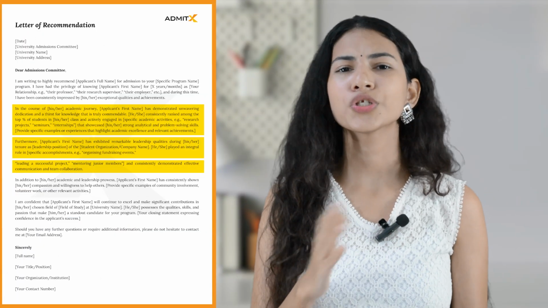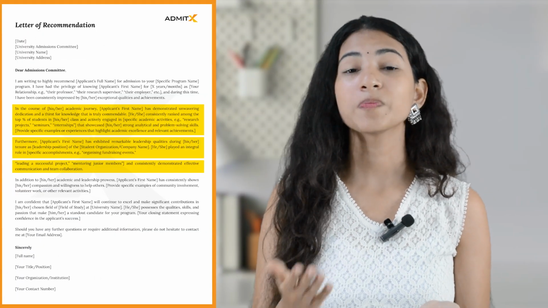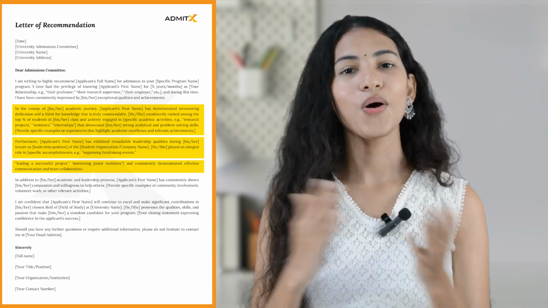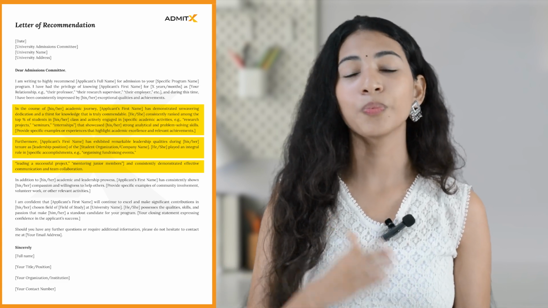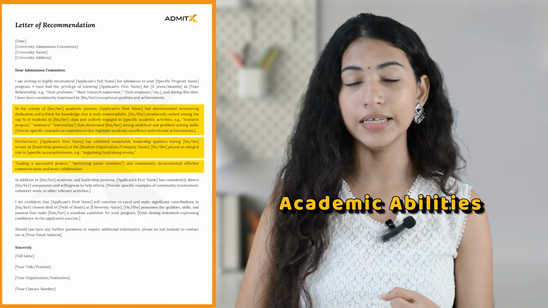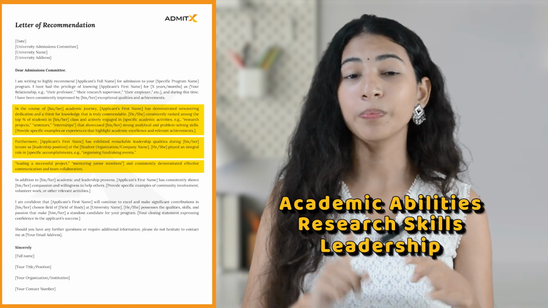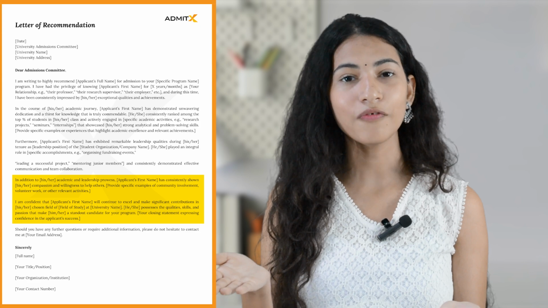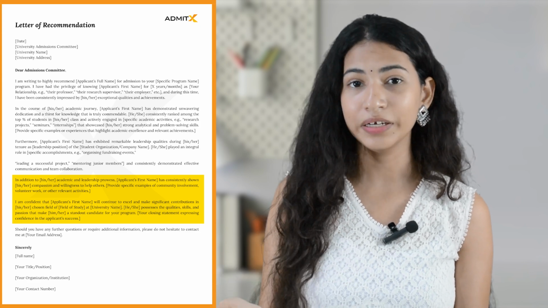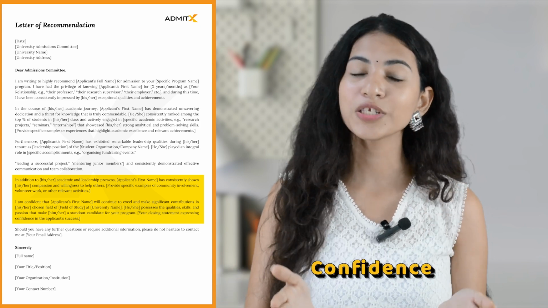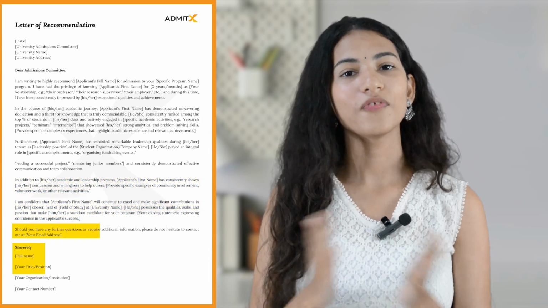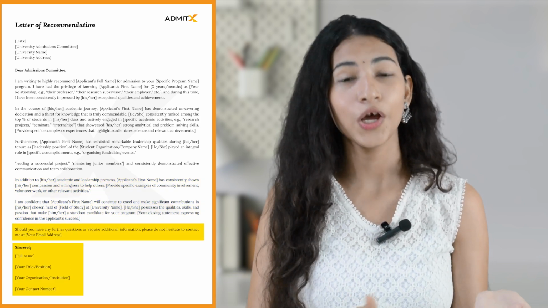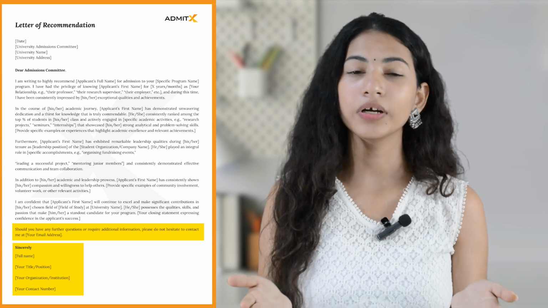Next step is to use 2-3 body paragraphs to provide specific examples of the applicant's skills, achievements and character. Also address qualities relevant to the program such as academic abilities, research skills, leadership, teamwork and dedication. Then at last conclude the paragraph or summarize the applicant's suitability for the program and express your confidence in their success. Finally, sign off the letter with a formal closing, for example, sincerely or yours faithfully, and your name and include your contact information.